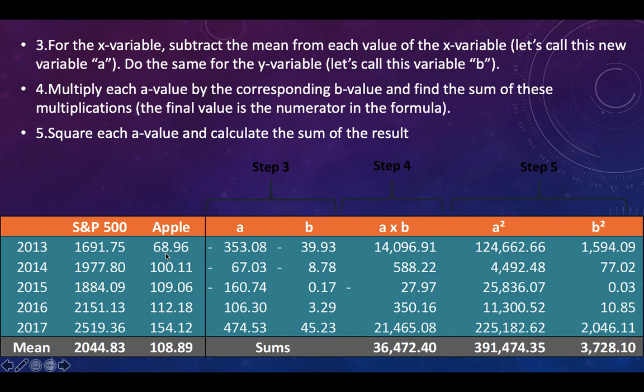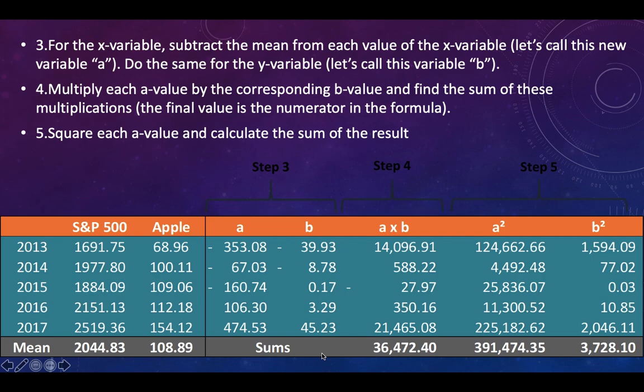So the b value is 68.96 minus 108.89. Again I got a negative value. Similarly, 100.11 minus 108.89, I got minus 8.78, because 100 minus 108 will obviously come out negative. So similarly I found the multiple values of b.